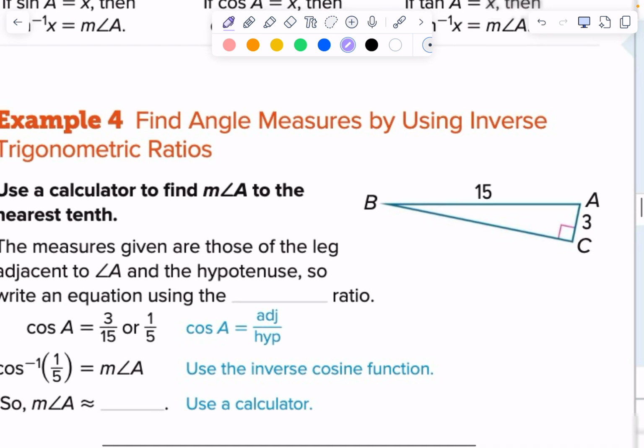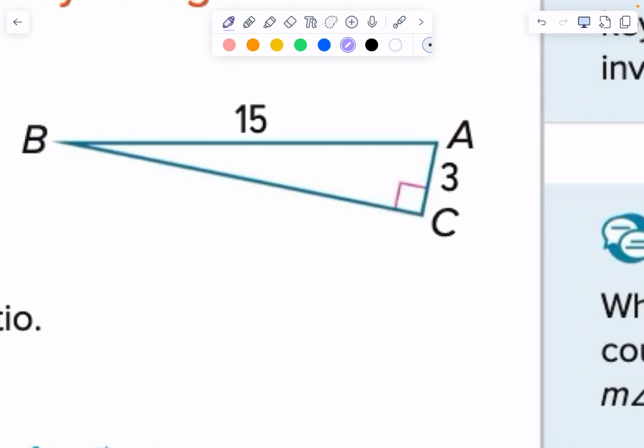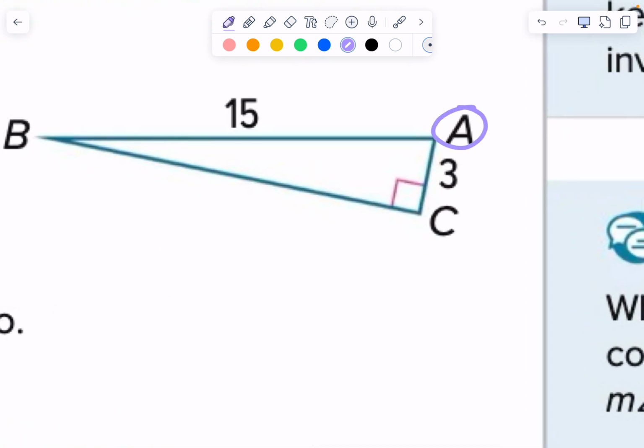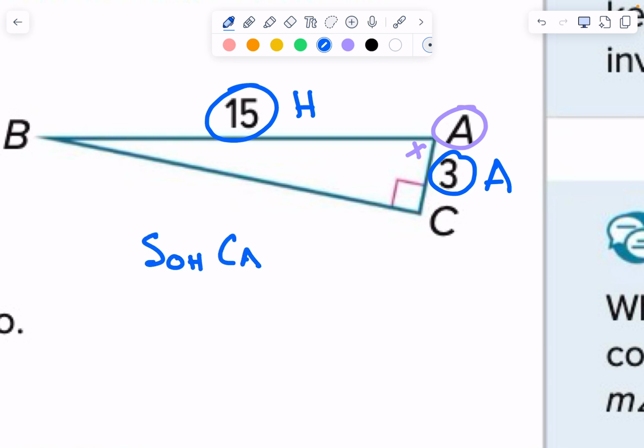Okay, example 4. They want us to find the measure of angle A. I don't know what the angle is this time, so I'm going to call it X. Put an X right there in that corner. The two sides that it gives me are 15 and 3. What is 3 in relationship to X? Adjacent, so put an A there. What's 15? Hypotenuse. SOHCAHTOA, right? Okay, we're going to use cosine.